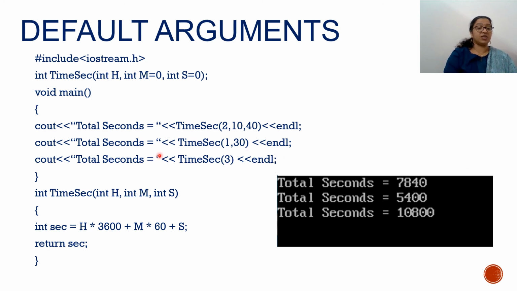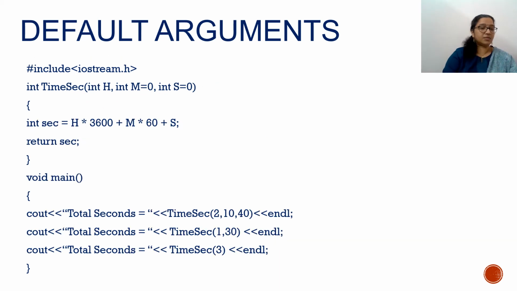Okay. Now I'll show you one more method using the default arguments in C++ program. Here we used function prototype and the definition. So how we can avoid this function prototype step? See the change in the program.